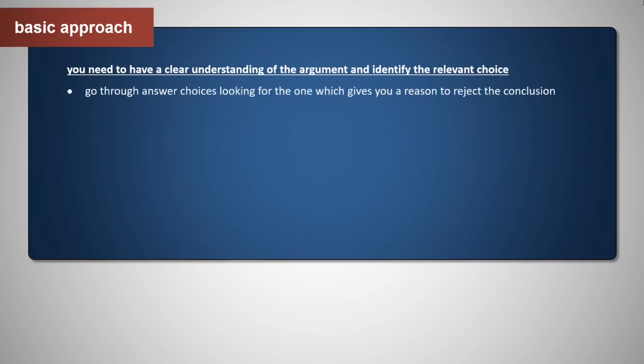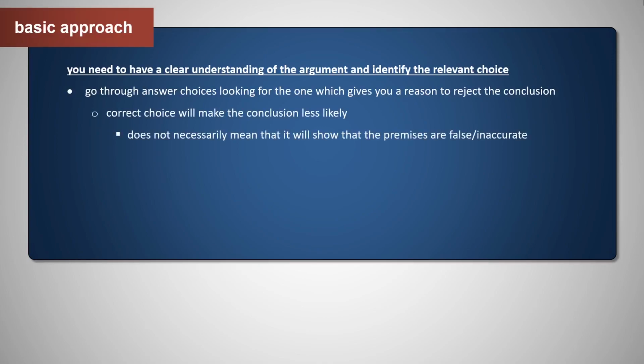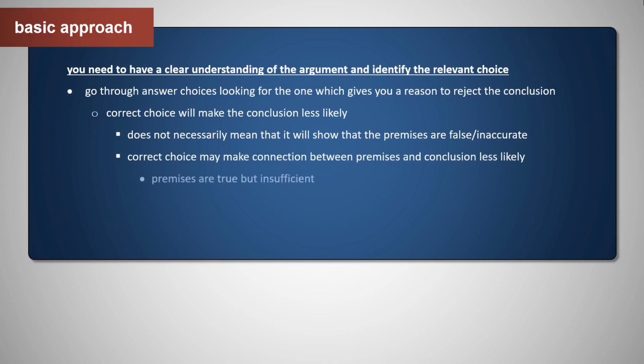Likewise, you then want to go through the answer choices, looking for the one which gives you a reason to reject the conclusion. The correct choice is going to make the conclusion less likely, though this does not necessarily mean that it'll show that the premises are false or inaccurate. The correct choice may simply make the connection between the premises and the conclusion less likely. So the premises are still true, but they're insufficient to get you to the conclusion.